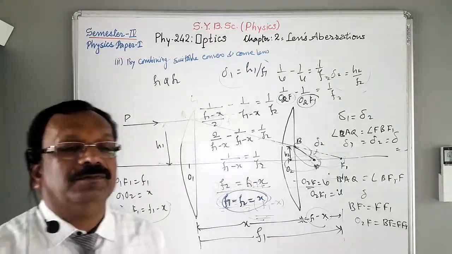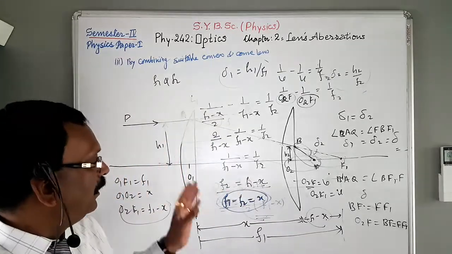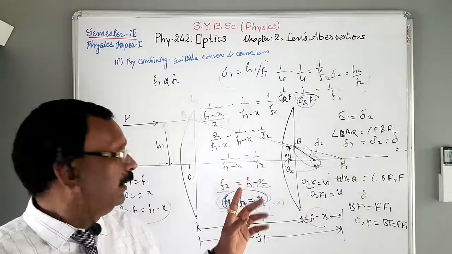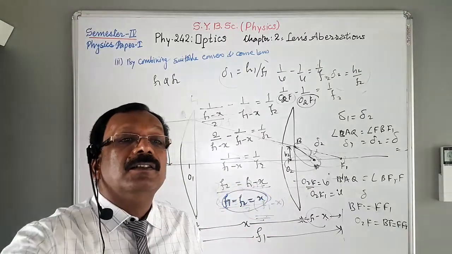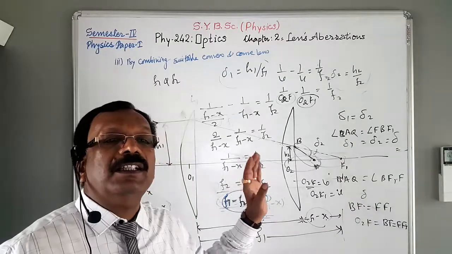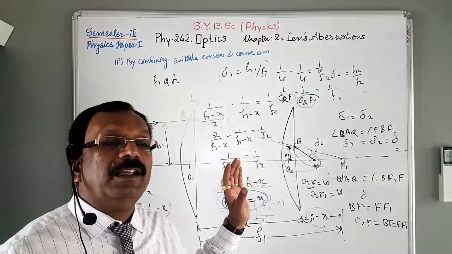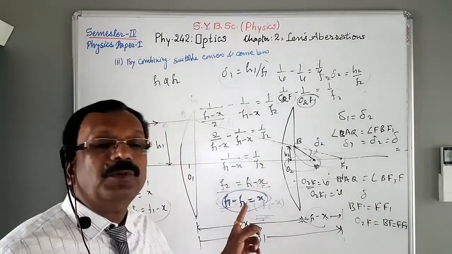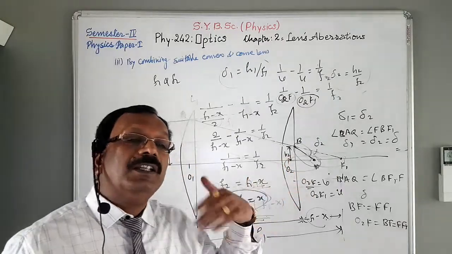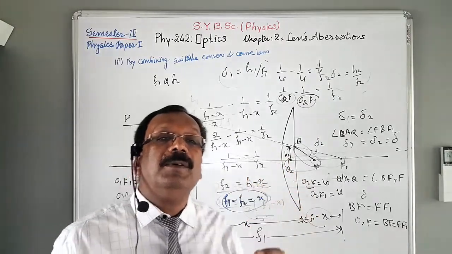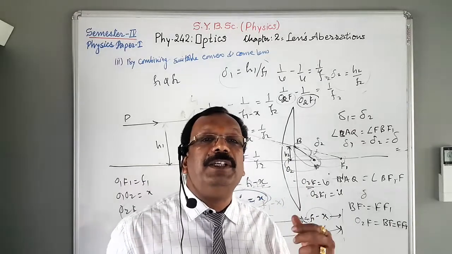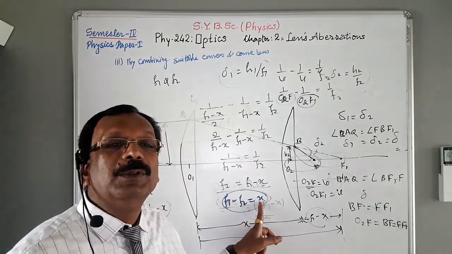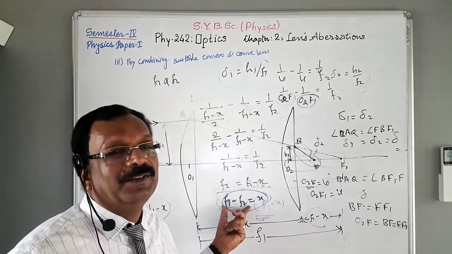This is the condition for minimum spherical aberration when we use a combination of two plano convex lenses. If this condition is true, then spherical aberration is minimum. In other words, the condition for minimum spherical aberration is that the distance between two plano convex lenses should be equal to the difference between their focal lengths.